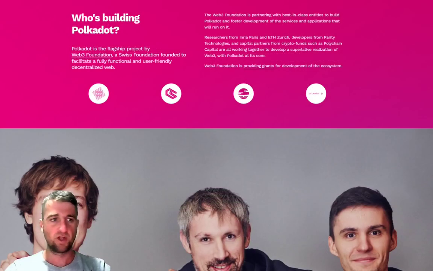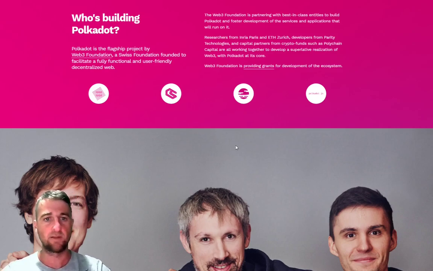So who is running Polkadot? Polkadot is the flagship project by the Web3 Foundation, which is a Swiss foundation founded to facilitate a fully functional and user-friendly decentralized web. The Web3 Foundation is partnering with the best-in-class entities to build Polkadot and foster development of its services and applications that will run on it.